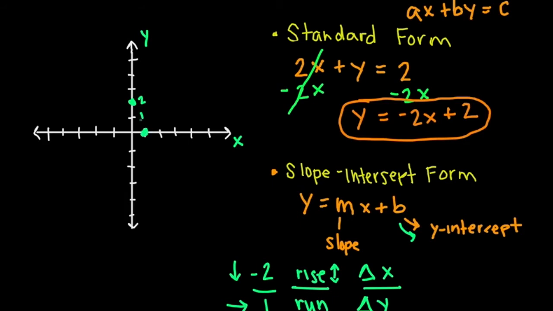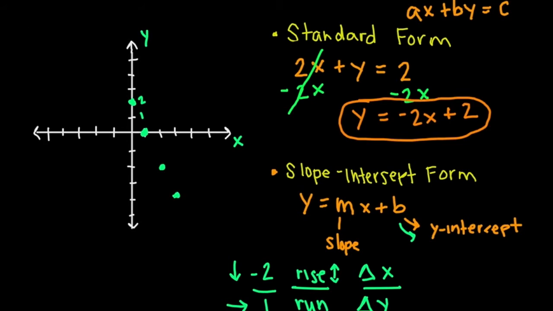Like I said, you only need 2 points to graph, but the more points you have, the better and straighter your line will be. So again, I'm going to go down 2 and to the right 1, and put a point right there. One more time, I'll go down 2 and to the right once and put another point right there.